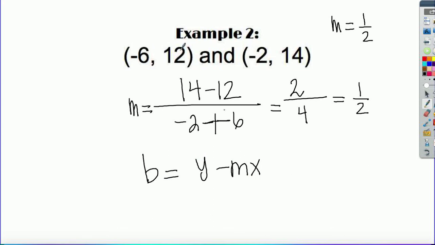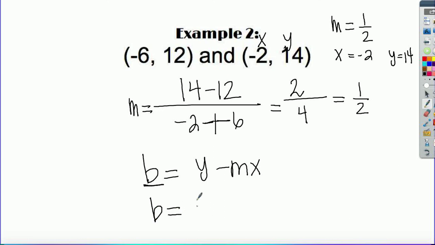So we're going to pick either one of these ordered pairs. It does not matter. Since I used the first one last time, I'll use the second one this time to prove to you you can choose either one. So I've got an x and a y value. So m is 1/2, x is -2, y is 14. I'm going to plug these 3 numbers into this formula to find out what b is equivalent to.